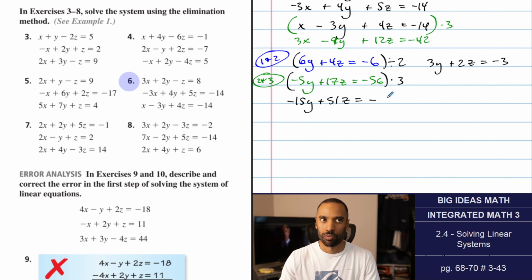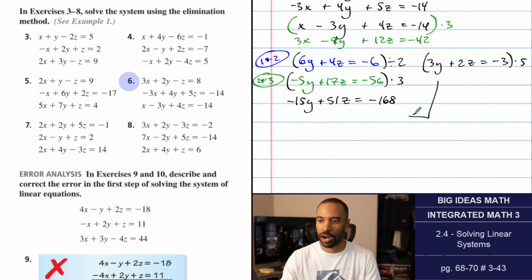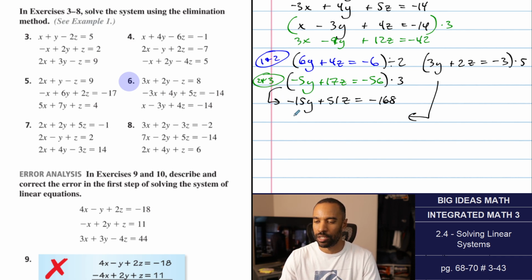So now we can take this equation here and multiply everything by 3, get negative 15y plus 51z equals negative 168, and I'm concerned whether I'm doing this correctly, and I multiply everything here by 5, and then down there I'm going to get, let's see, that one's there. This is where organization woes kind of come into play. Draw arrows, use colors, things like that. But now I have 15y plus 10z equals negative 15.